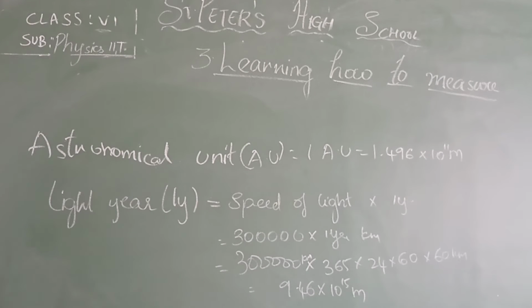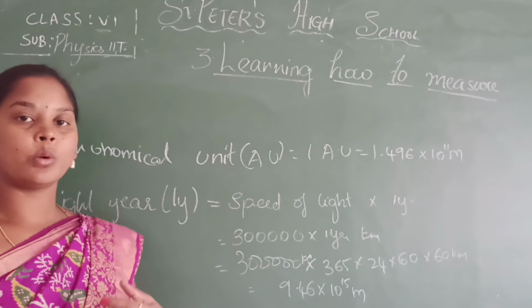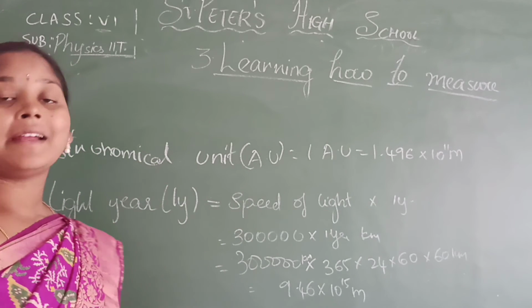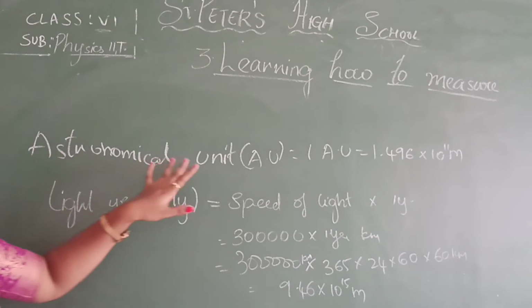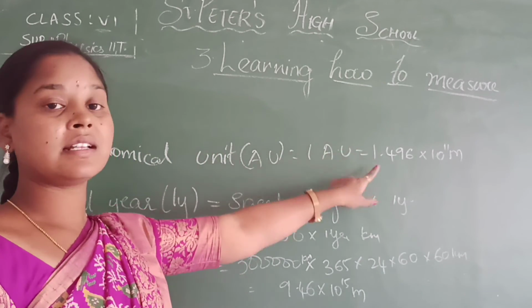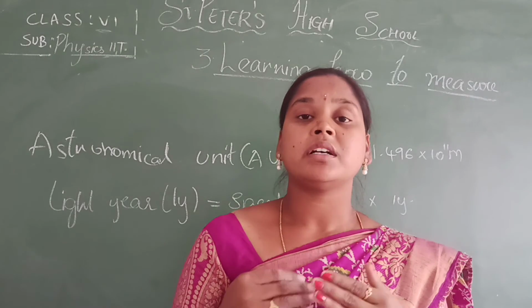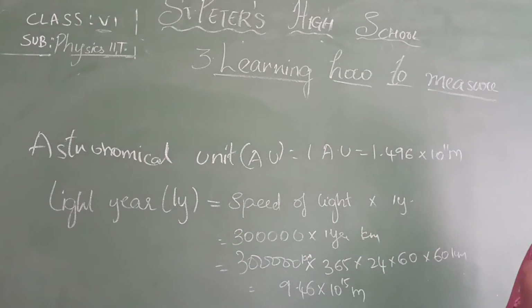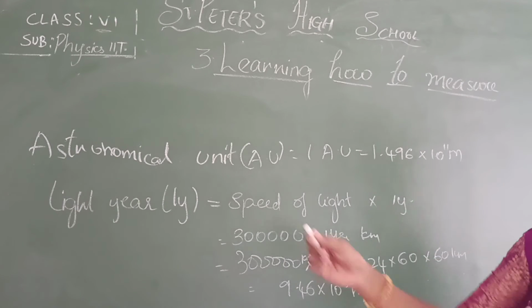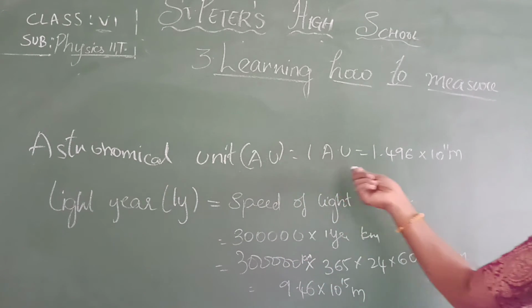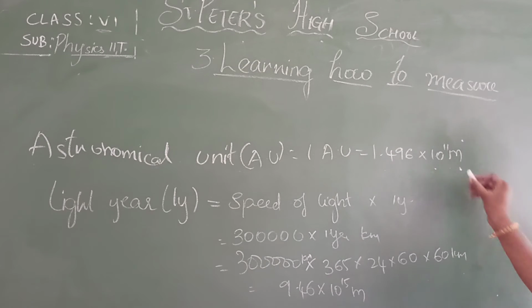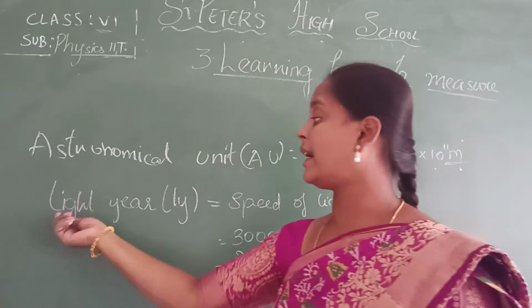Next, if you want to measure more than the kilometers, we have the astronomical unit as well as the light year. The astronomical unit is a direct distance, that is the distance from the earth to the sun. The distance from the earth to the sun surface is called an astronomical unit. It is equal to 1.4966 into 10 to the power of 11 meters. Okay, remember that this is meters. And next is light year.